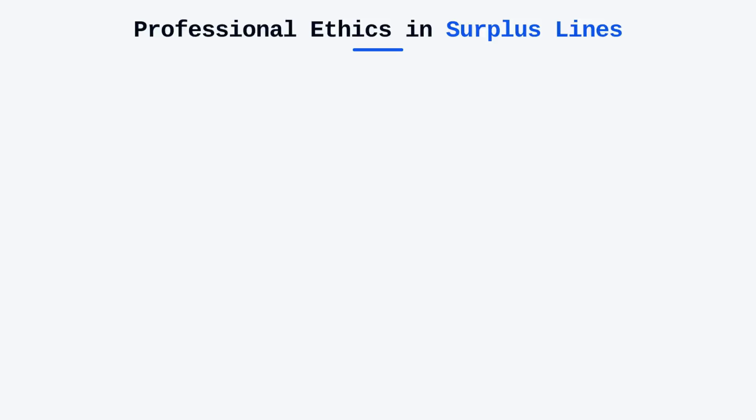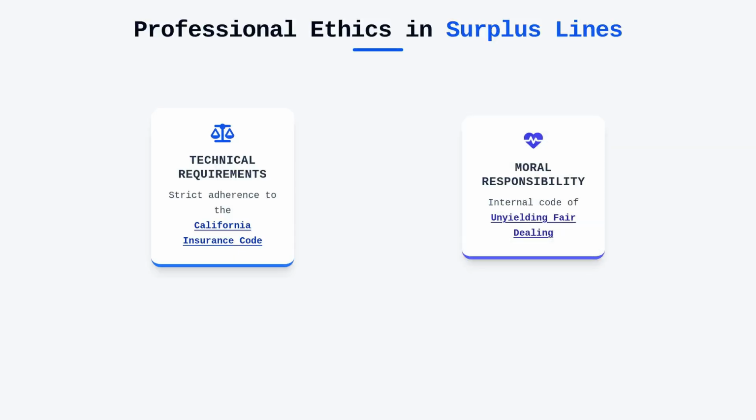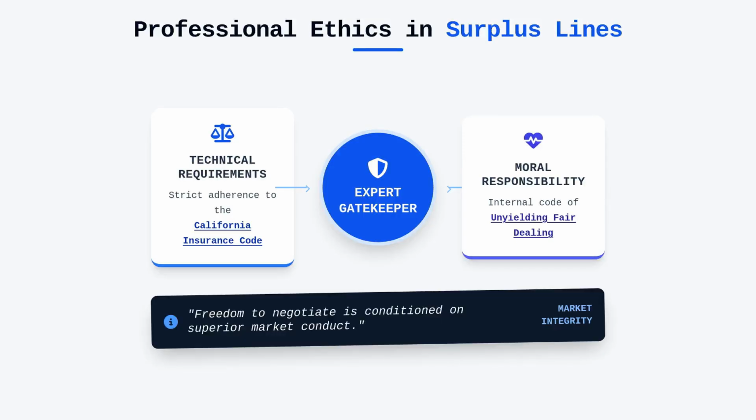Ultimately, professional ethics in surplus lines is about synthesizing the strict technical requirements of the California Insurance Code with an internal code of moral responsibility. The state grants surplus lines brokers a high degree of freedom to negotiate and place unconventional risks, but that freedom is explicitly conditioned on the expectation of superior market conduct. You are acting as an expert gatekeeper in a specialized financial market, and your technical competence must be matched by an unyielding commitment to fair dealing. When you master both the legal mechanics and the ethical boundaries discussed today, you protect the integrity of the entire surplus lines marketplace.